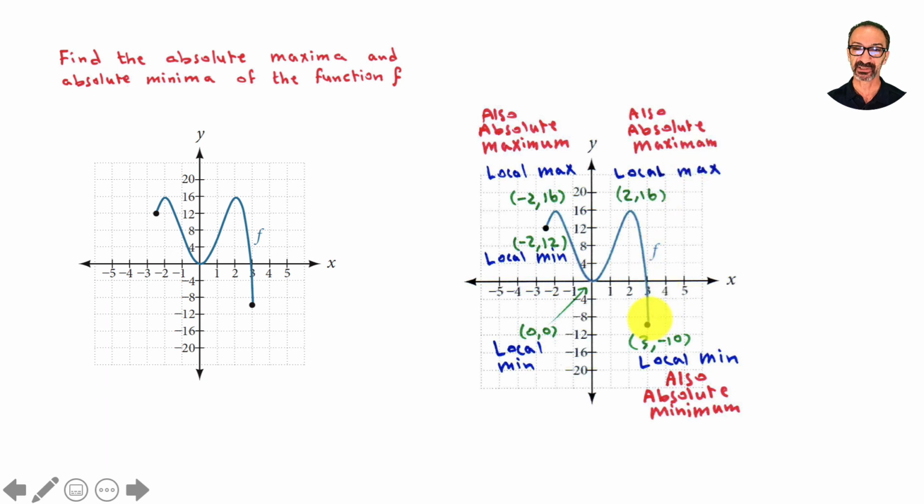This one here, it's the lowest in all the domain or all the function. So f of 3 is -10, and it's less than or equal to f of x for all x in the domain. We call it absolute min.